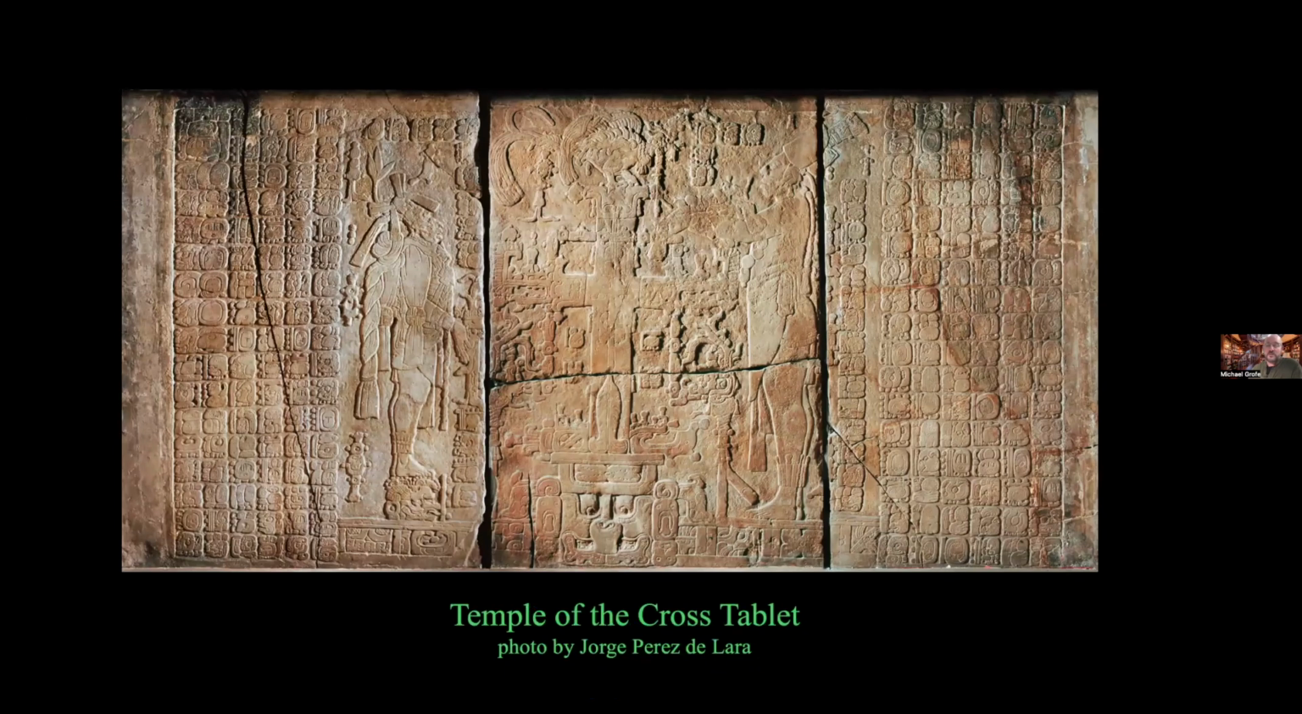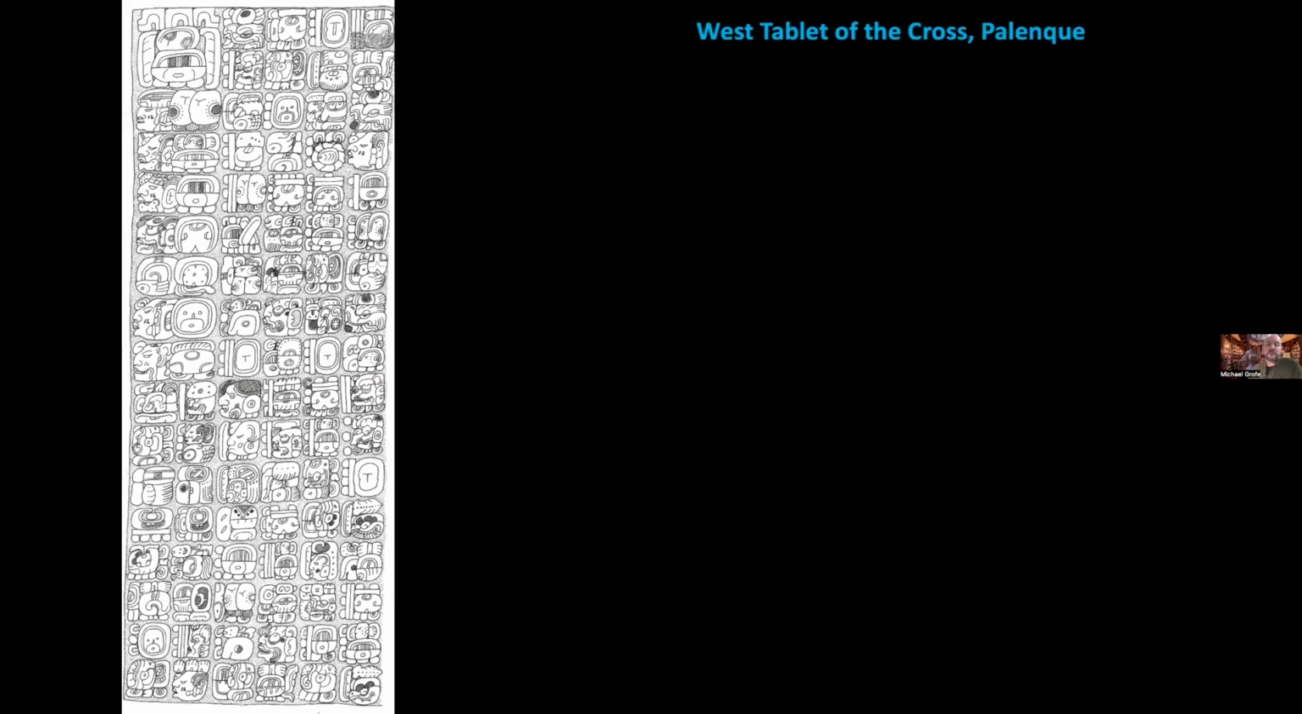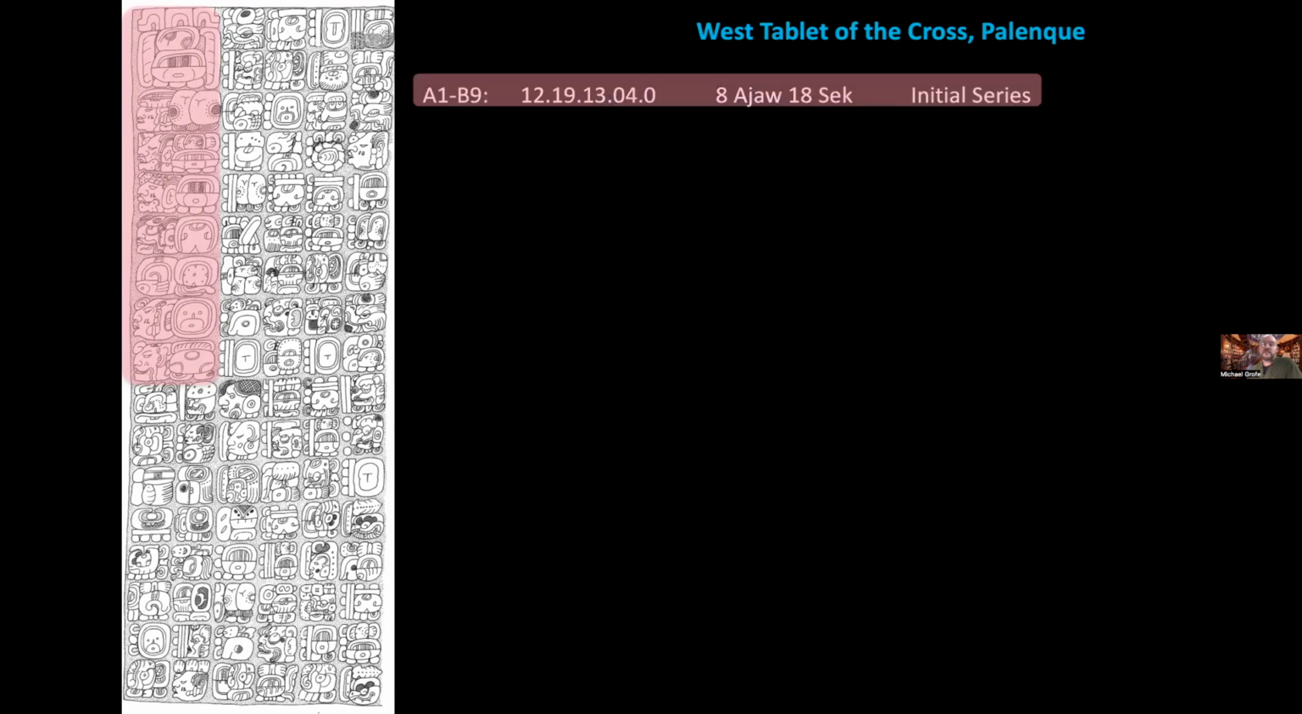This is Jorge Pérez de Lara's wonderful photo of the Tablet of the Cross, which is now housed in Mexico City, the Museo of Archaeology and Anthropology. So on the west tablet of the cross, we see an initial series date. I'll just walk you through some of these quickly. It's a date that, as many of you know, precedes the era base, which would be 13.0.0.0.0 for Hawikomku, precedes it by a few years. And it gives the date 8 Ahau 18 Sek.